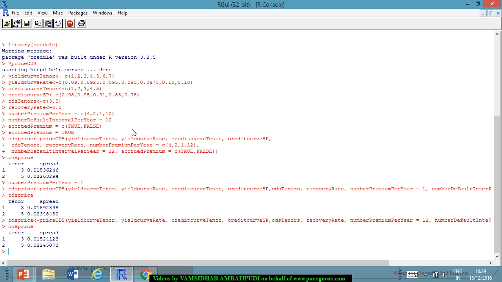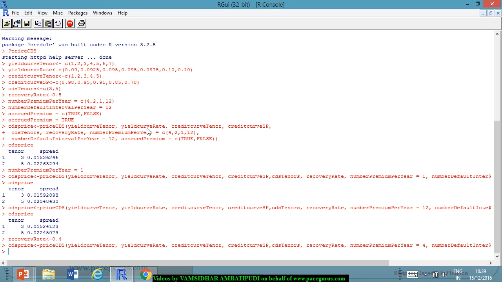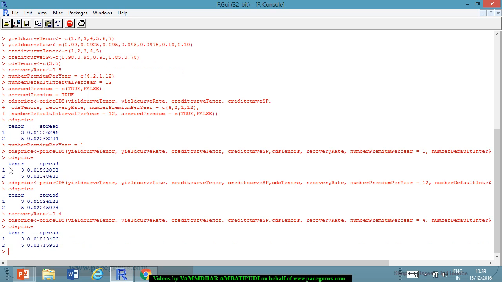0.5. But if you see a small change, let's make the recovery rate the standardized 0.4, and based on that, if I want to compute the CDS where we are talking about the quarterly premium payment scenario itself, all else remaining the same, and now if I look at the CDS price, it comes out to 1.84% for a 3-year. So 184 basis points has to be paid for a 3-year CDS, whereas 271 basis points have to be paid for a 5-year CDS if the yield curves, credit curves and the credit survival probabilities are going in this particular manner.